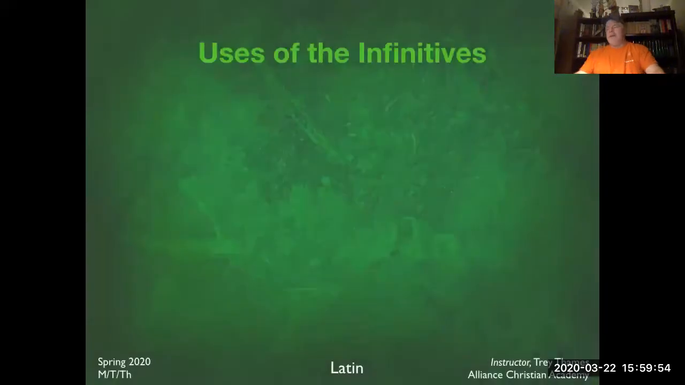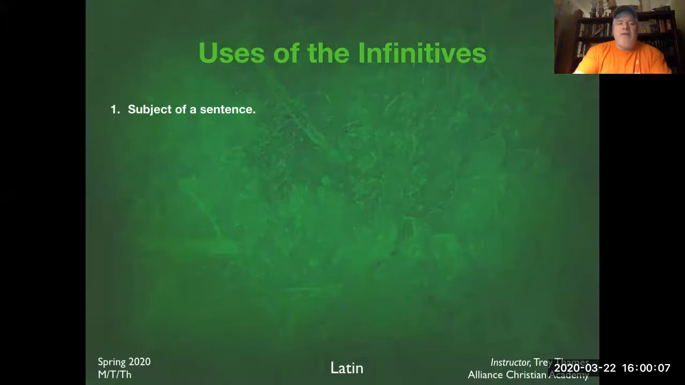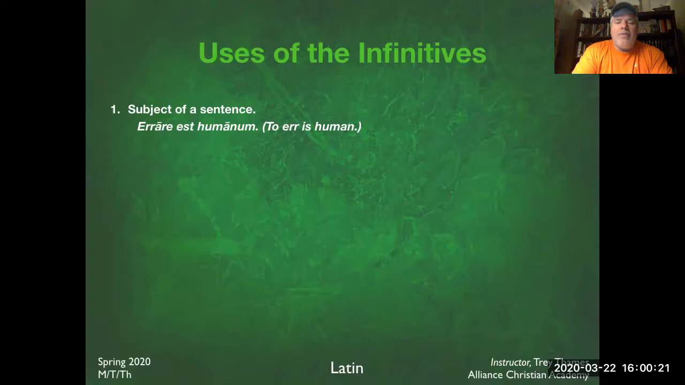So how are infinitives used in sentences? This is what we're used to so far. An infinitive can be used like a noun. It can be used as a direct object. It can be used as a subject of a sentence. Let's look at this first example as an infinitive being used as a subject. Errare est humanum. Errare obviously is the active present infinitive for erro, errare. So to err is human is the translation here. So to err is the infinitive, it's the subject.